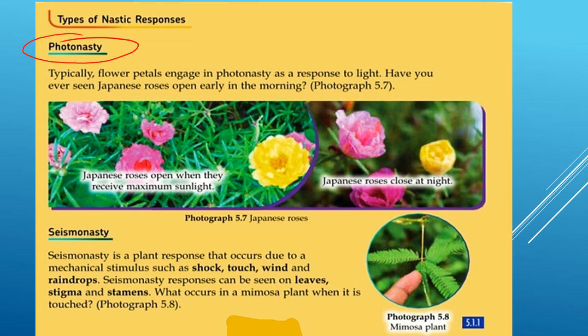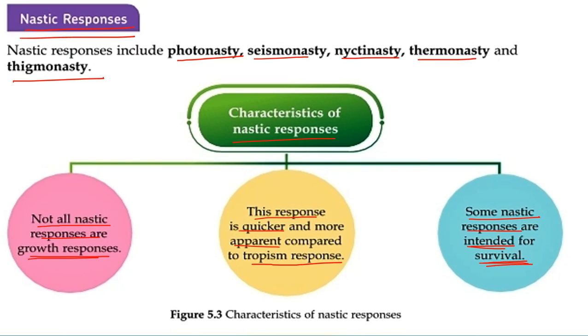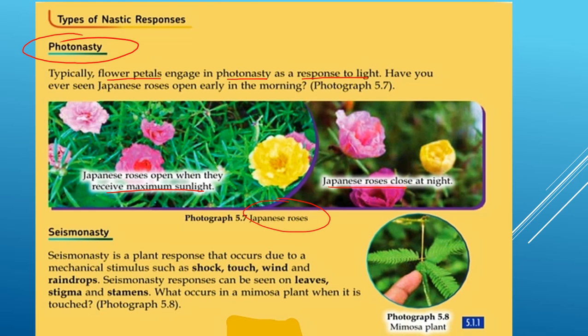Photonasty. Typically, flower petals engage in photonasty as a response to light. This is the Japanese rose. Japanese roses open early in the morning when they receive maximum sunlight, and at night, the Japanese roses close their flower petals. So that is photonasty. Not all nastic responses are growth responses, they are not necessarily growth. Here it is the opening and closing of flowers, a response to light.